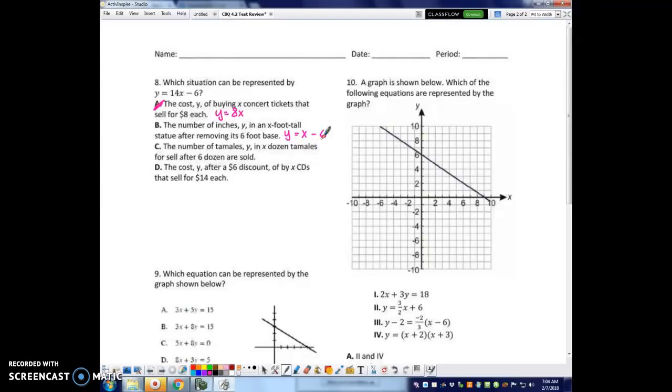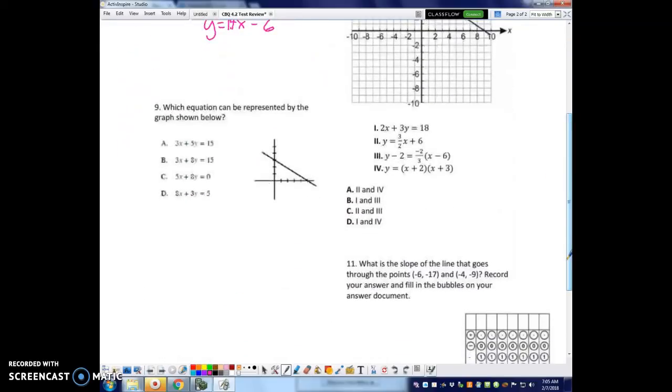I don't know about that. The number of tamales y in x dozen tamales for sale after 6 dozen are sold. So 12 times x minus 6 doesn't look right either. The cost y after a $6 discount of buying x CDs for $14 each. Oh, yep, that looks right. Okay, so read through all of them. See if you can come up with an equation for all of them. Some of them, like this 8, don't even make sense. This 12, that doesn't make sense. You're looking for the 14 and the 6, because it said 14 and 6.